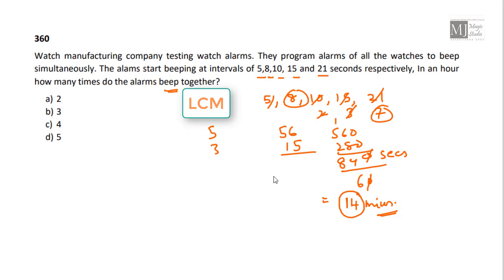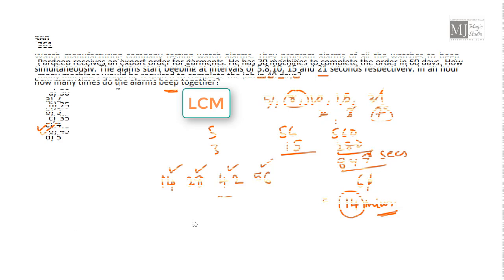Then how many 14 minutes are there in an hour? That is 60 minutes. 14, 28, 42, 56. They will beep together at these minutes in an hour, 4 times.